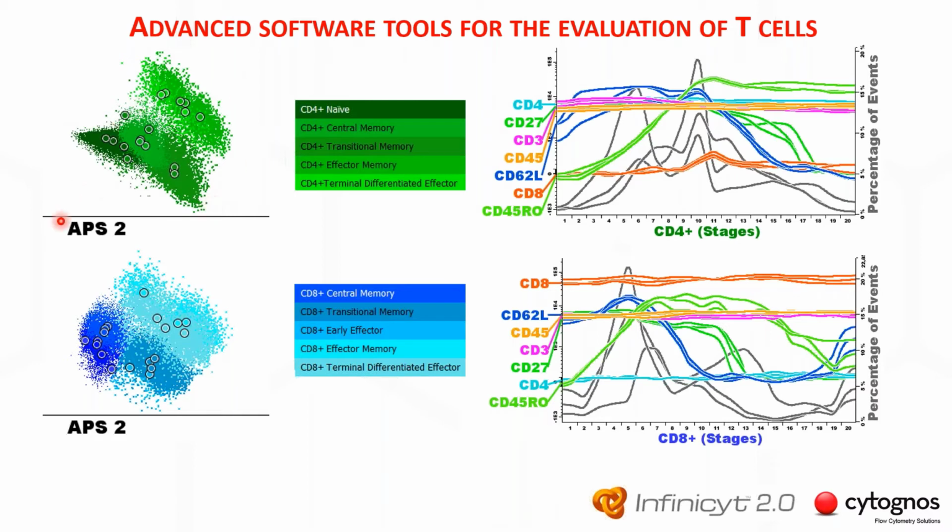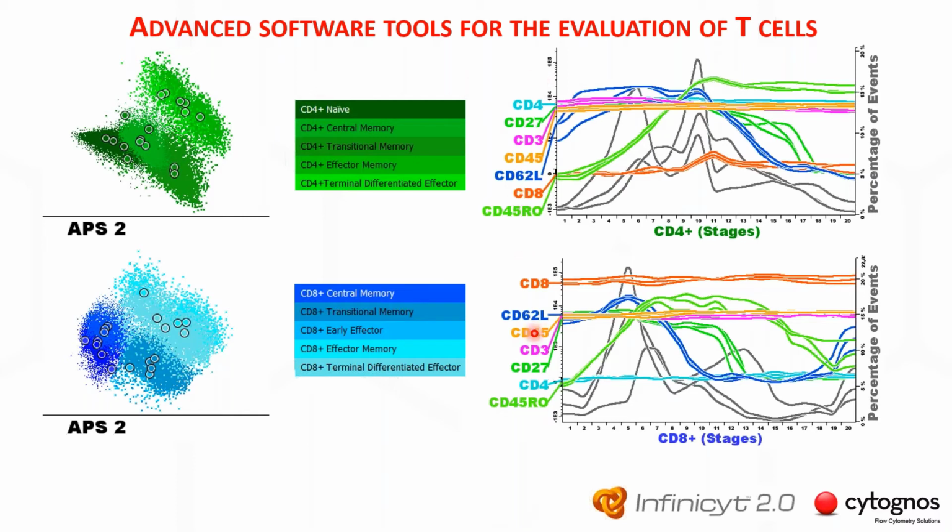So we can focus first on this APS diagram. This automatic population separator separates the events of the sample, taking into account all the parameters of your file, and separates the populations based on likelihood. So the events that are similar will be close together. The events that are farther away are immunophenotypically less similar. Let's see, for example, here in dark green, the naive T cells, and in the other part of the diagram, in light green, the terminally differentiated effector T cells.